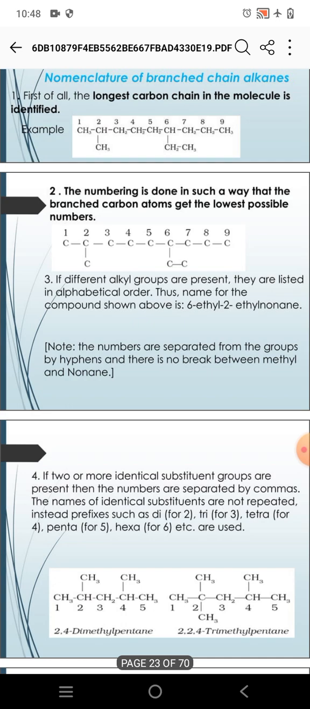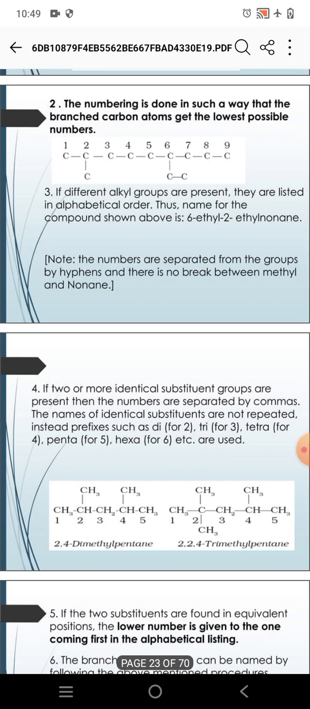So the name for the compound shown above is 6-ethyl-2-methylnonane, not ethyl. There is a mistake in the PDF, but the actual name is 6-ethyl-2-methylnonane. Note, the numbers are separated from the group by a hyphen, and there is no break between the methyl and nonane.